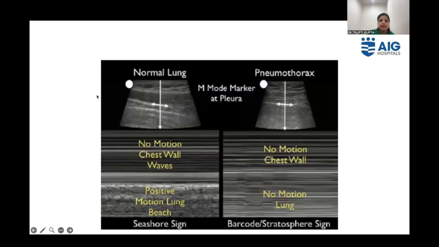So just to summarize, in the case of a normal lung, we have no motion of the chest wall, so this gives a pattern of the wave, and in pneumothorax there is no movement, giving a pattern of the wave. But in the normal lung, the lower, deeper part has lung sliding, so we have motion and this gives an appearance of the grainy beach. Whereas in pneumothorax, the lower part is also not moving, there is no motion of the lung, so we get these lines pattern only. So this is the seashore sign, and this is the barcode or stratosphere sign.